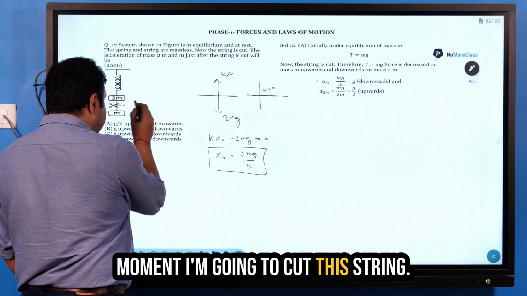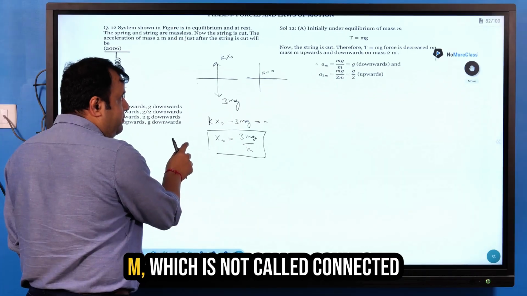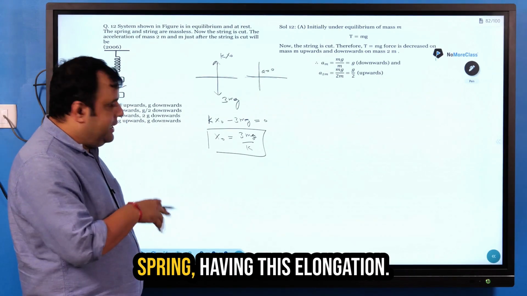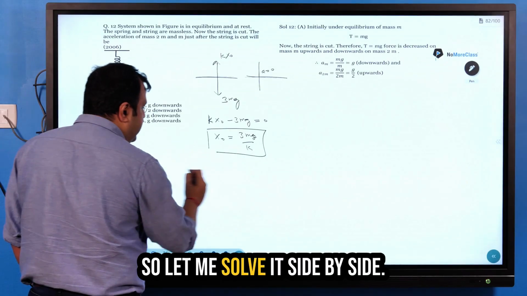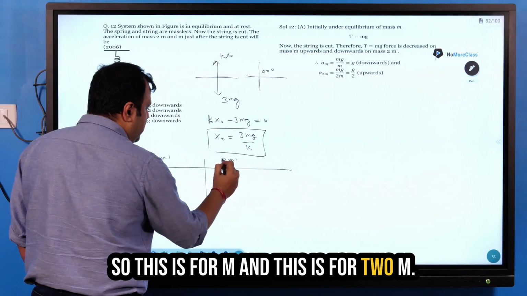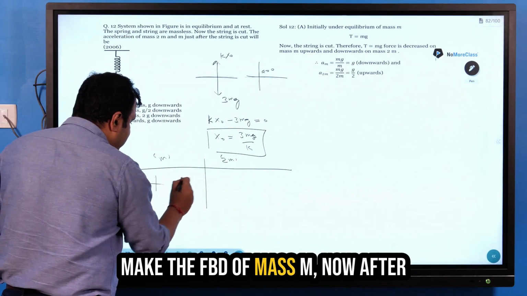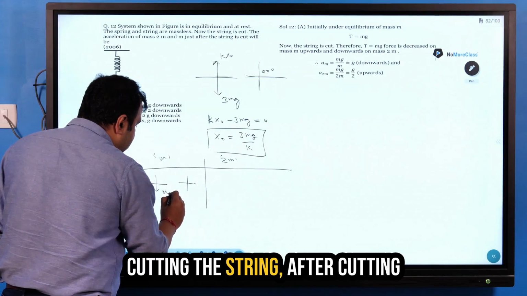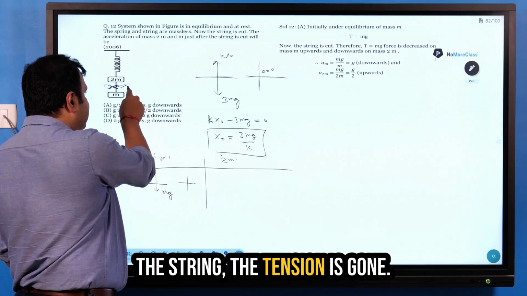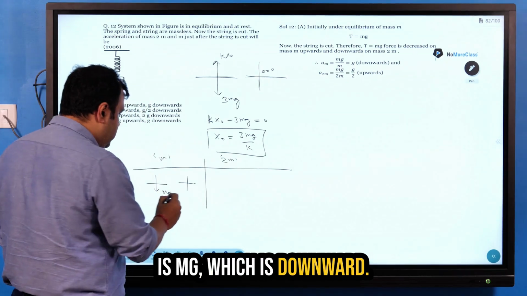The moment I cut this string, now I have two particles. Particle m, which is not connected to anything, and the particle 2m, which is still connected to the spring having this elongation. So let me solve it side by side. This is for m and this is for 2m. If I make the FBD of mass m after cutting the string, only one force is acting upon it. The moment I cut the string, the tension is gone. So only one force is acting upon the mass m, and that is mg, which is downward.